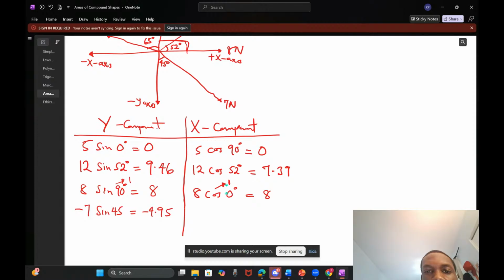So the 7 Newton is also facing the positive x-axis. So this will be plus 7 cos 45. Sine 45 and cos 45 are also complementary angles. They are root 2 over 2. So 7 cos 45 is equal to 4.95.